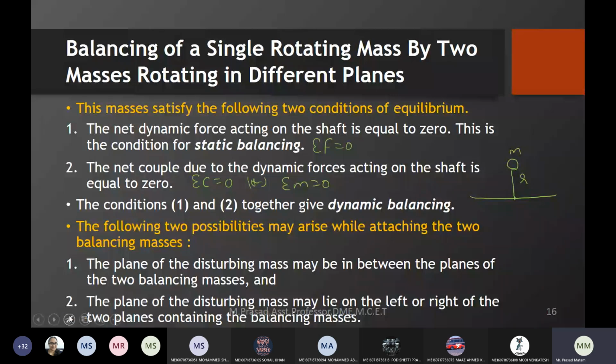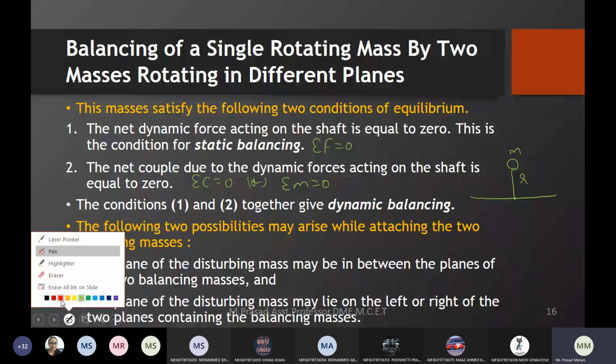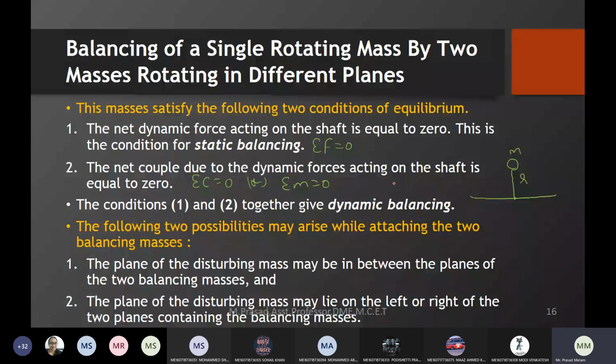Let me use one more color. This is my balancing mass, first balancing mass, and this is my second balancing mass. Let me keep this as M1 and this as M2. This is located at R1 and this is located at R2. That is the first condition: the plane of disturbing mass lies in between the plane of two balancing masses.